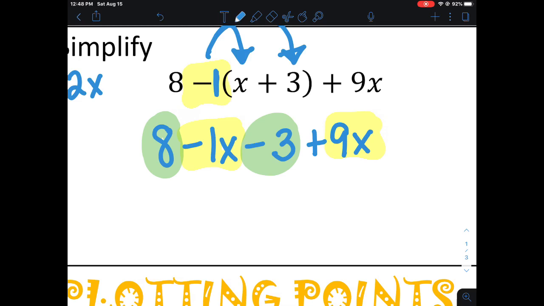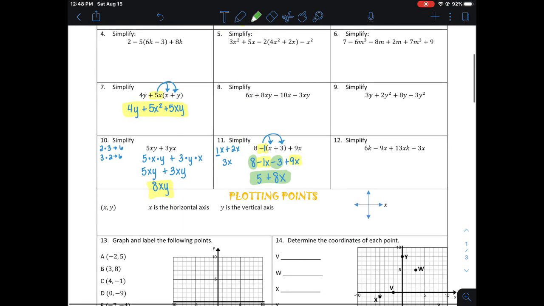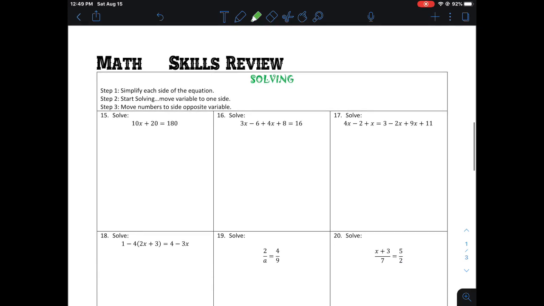I'm going to skip that step, and I'm going to have 5 plus 8x. And that is my final answer. Okay, 12 you can do on your own. Check the answer key if you need further help on that.